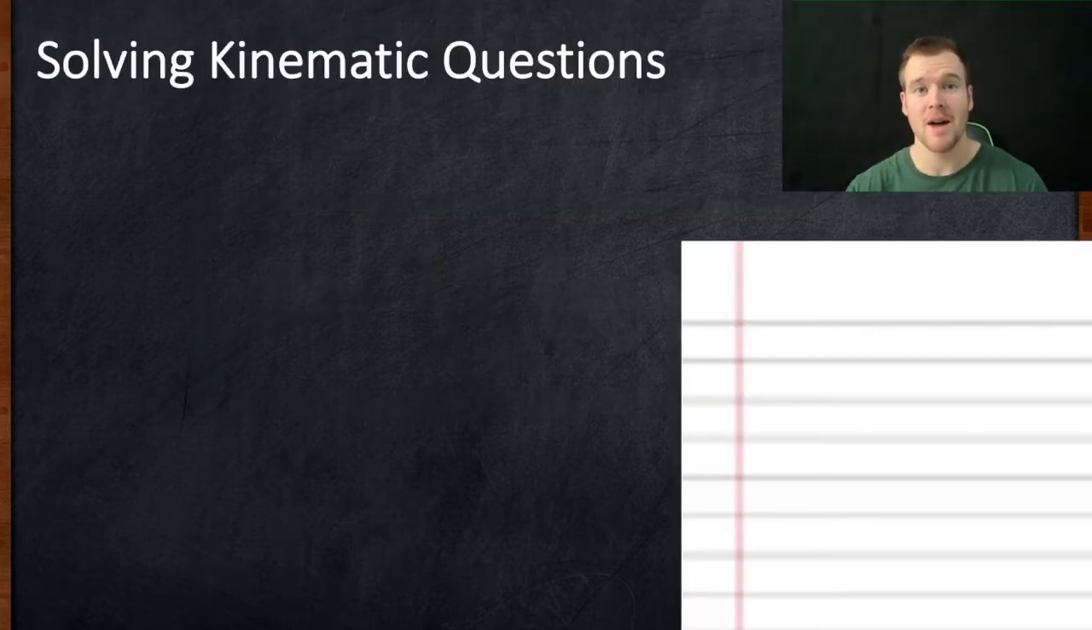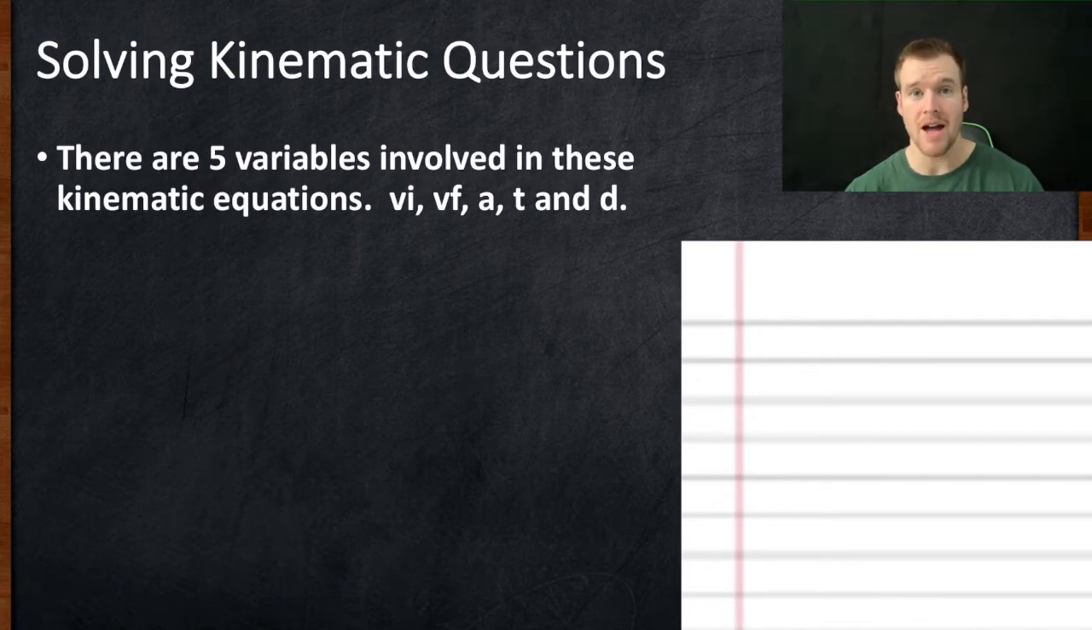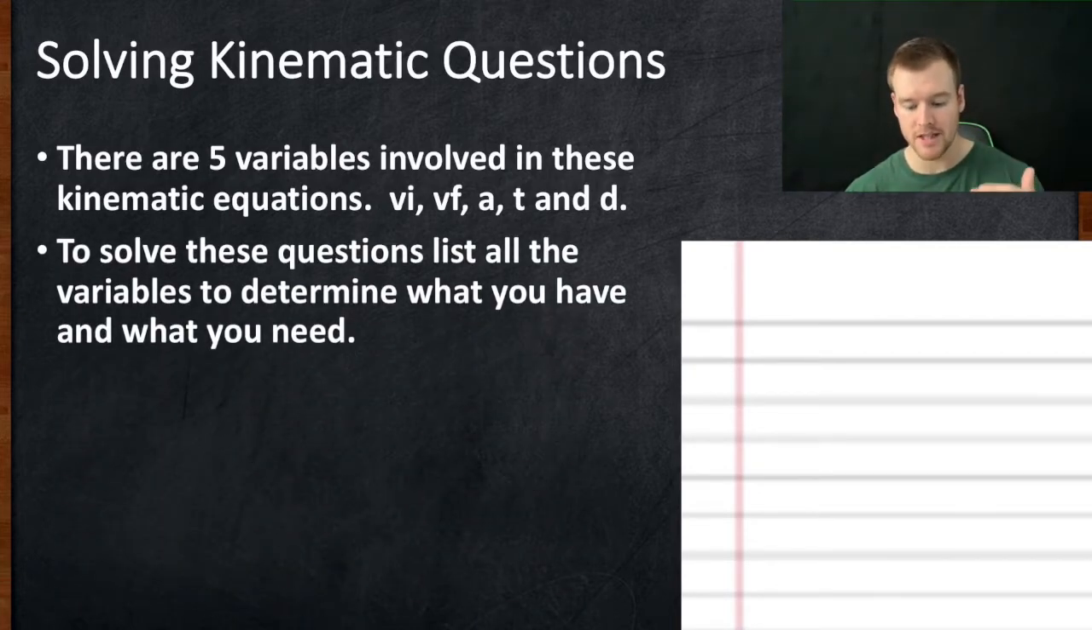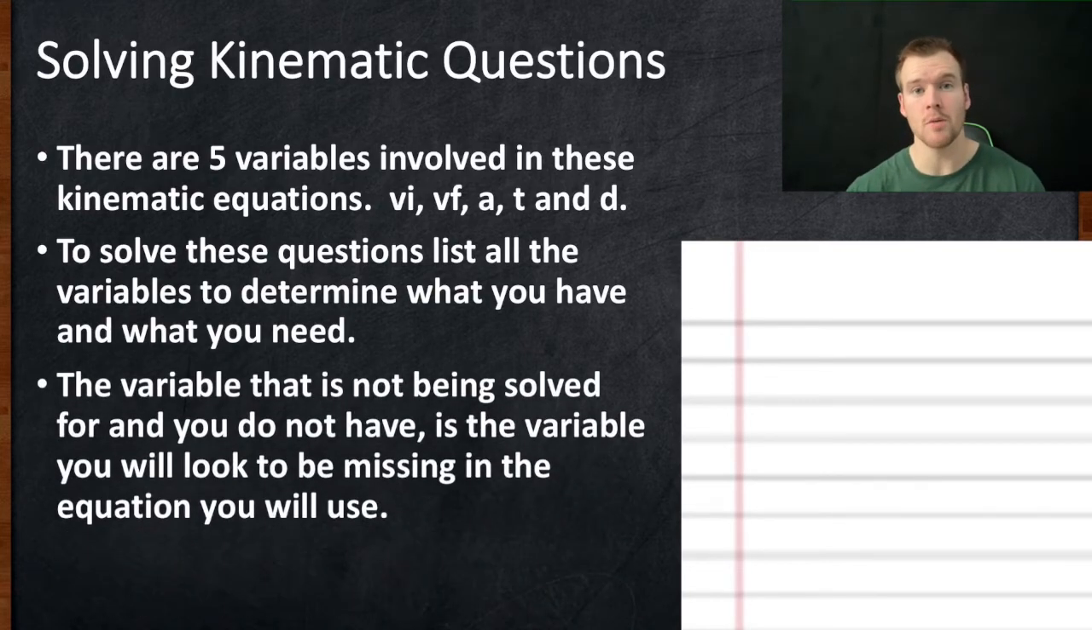Now for solving kinematic equations, this process is what I'd like you to use because it's an easy way to determine what formula you're going to use and what to rearrange for. So there are 5 variables. There is vi, vf, acceleration, time, and displacement. To solve a kinematic equation, list all of these 5 variables and then determine what you have, what you don't know, and what you need. And then the variable that you don't know and the one that you're not trying to solve for is the one that you don't want in your equation.